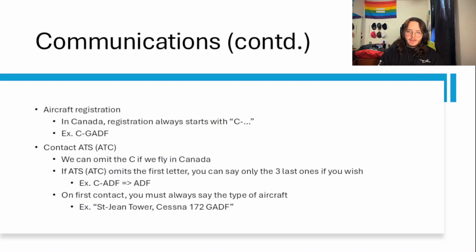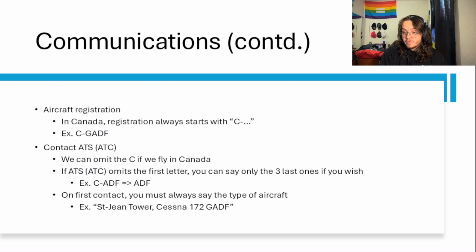Cool. Next slide here. Aircraft registration. A registration is kind of like a driver's license. It's like a couple of letters that mean this plane. In Canada, they always start with C dash. For example, C-GADF or Charlie Golf Alpha Delta Foxtrot. Great. So now let's talk about contacting ATS. ATS and ATC are similar things. Don't get stuck up on it. They're basically the same for all intents and purposes.